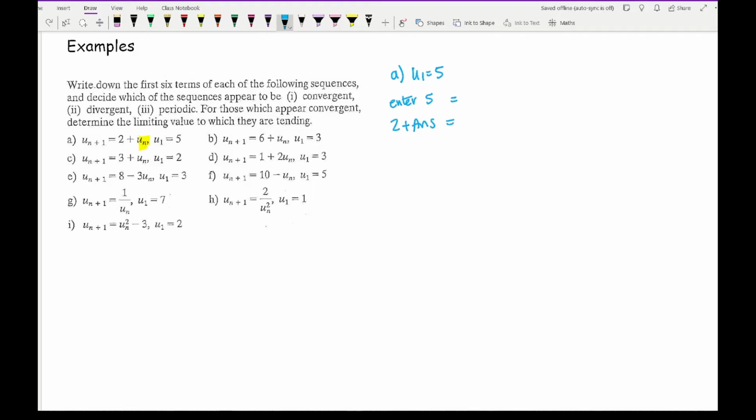So for this one the first term is going to be 5 obviously, then u2 is going to be 7, u3 is 9, u4 is 11, u5 is 13 and u6 is 15. Now as you can see, if I continue to repeatedly press the equals button, I would find that this is going to be divergent.